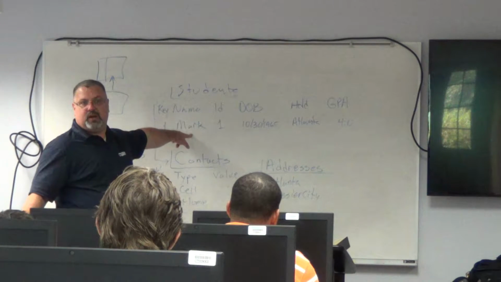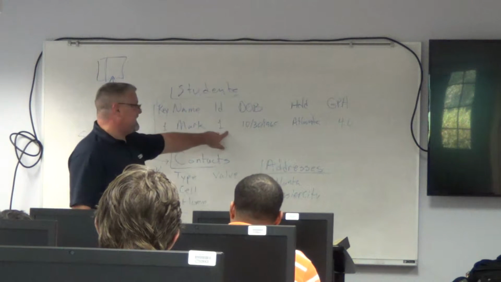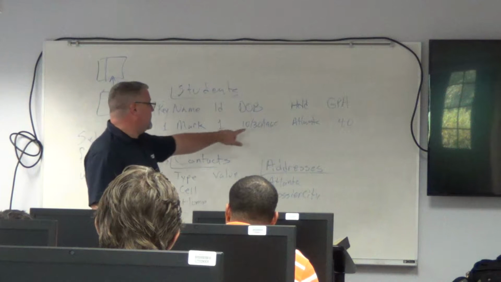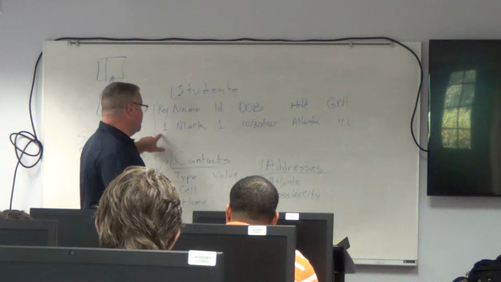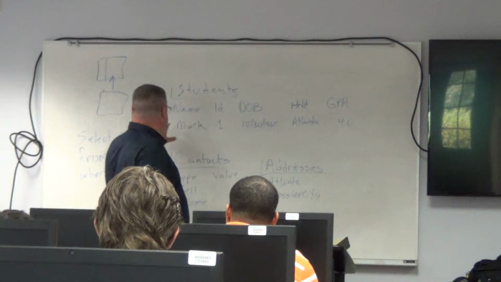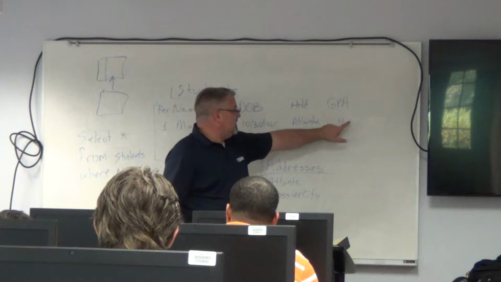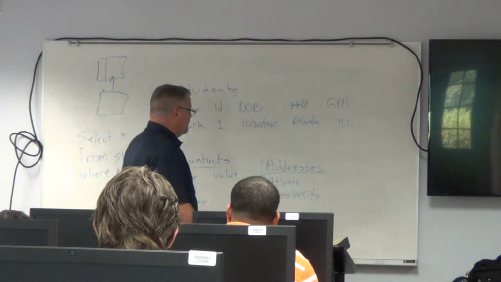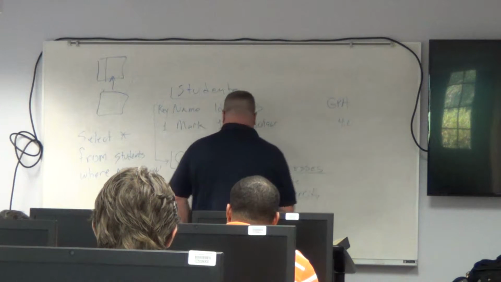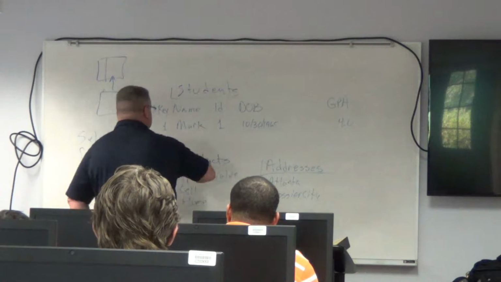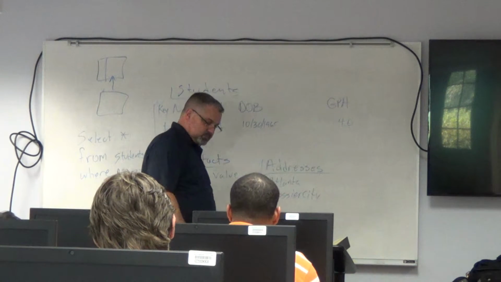Key number one is Mark. Key number one is ID 1. Key number one is date of birth. Date of birth talks about key number 1. Atlanta talks about key number 1. GPA, actually we took address out, so I'll drop that off. GPA talks about key number 1.